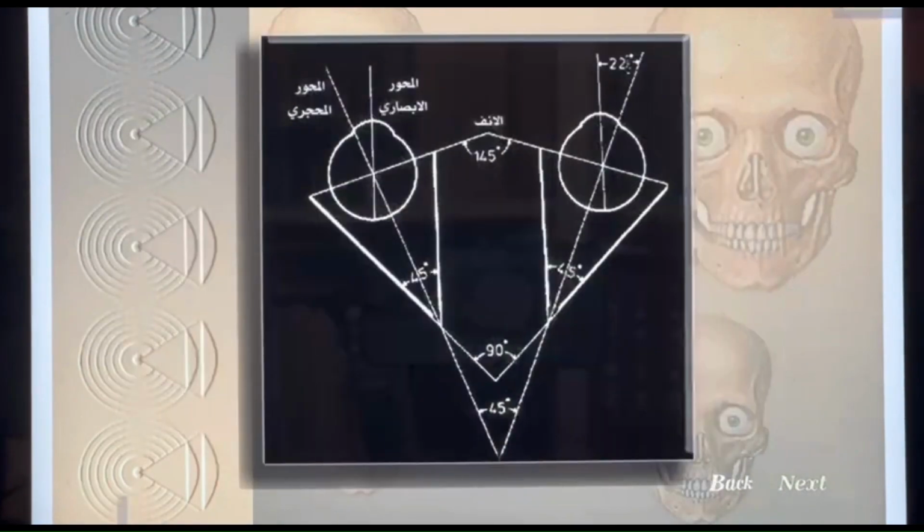Now, these are the orbits where the medial walls are parallel to each other, while the lateral walls are meeting together near the sella turcica, and the eyeballs can be seen. This is the orbital axis and the visual axis with 22 degrees in between them.